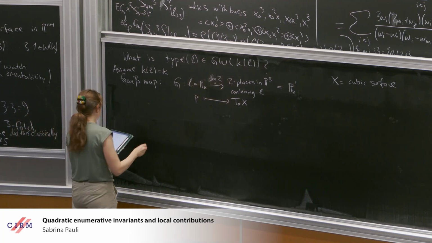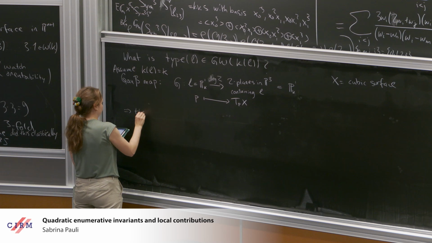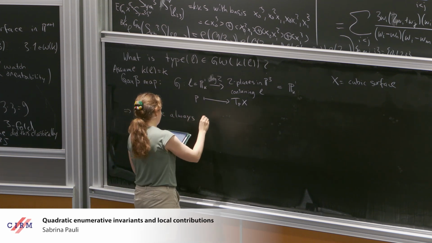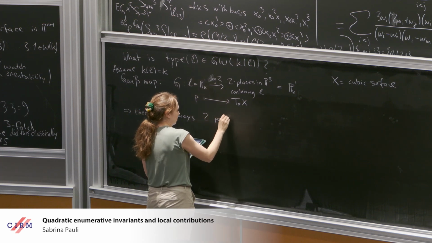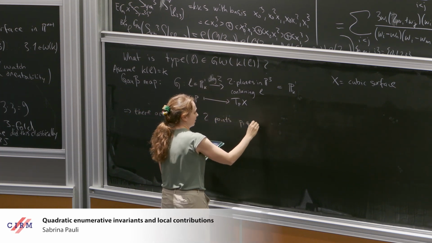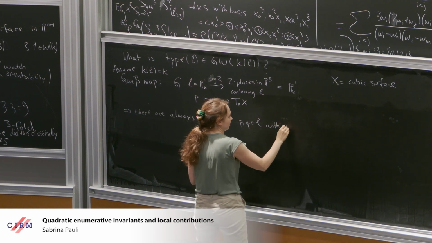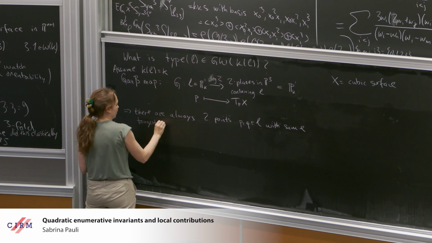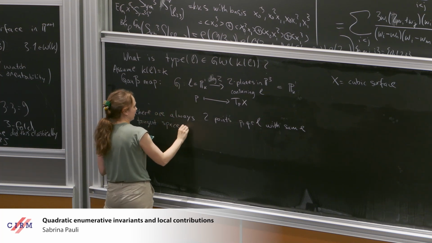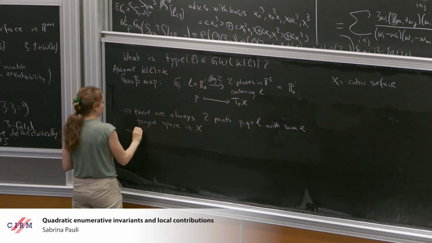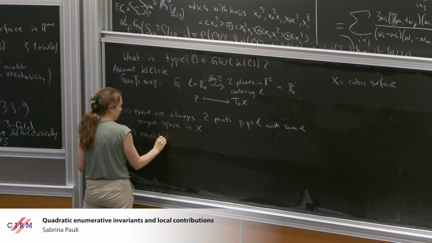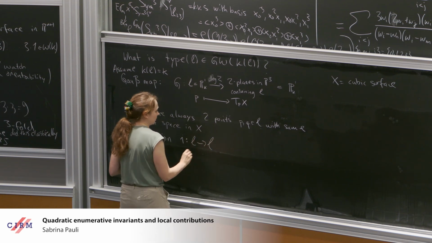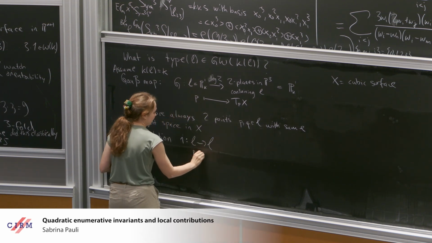So what does this mean? This means that there are always 2 points P, Q on the line with the same tangent space in X, because it's a degree 2 map. And this gives you an involution. Let's call it I from L to L, which swaps these 2 points. It sends P to Q and Q to P.